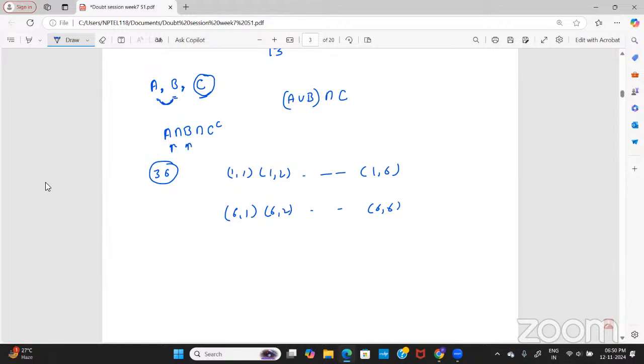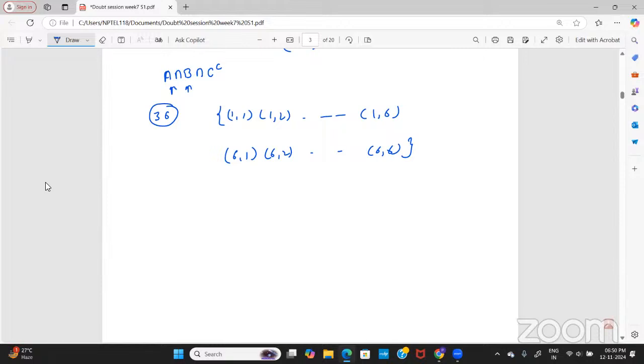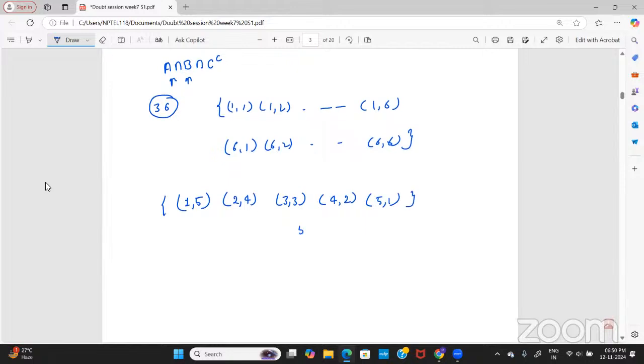Out of these 36 outcomes, what are those which will give you the sum 6? It can be 1,5, 2,4, 3,3, 4,2, 5,1. So only these 5 are there which will give the sum 6. So it will be 5 divided by the total 36. Do we include 3,3 two times? No, we don't include it two times.